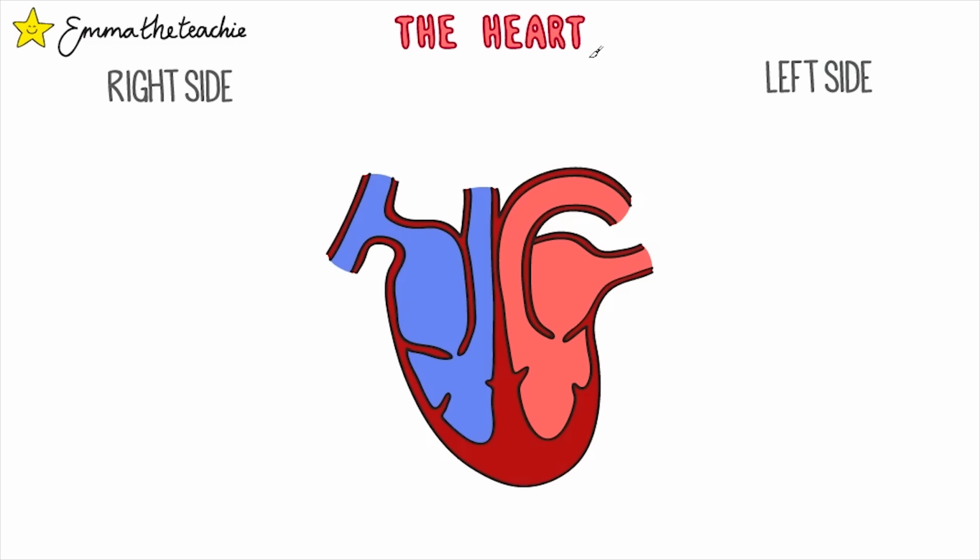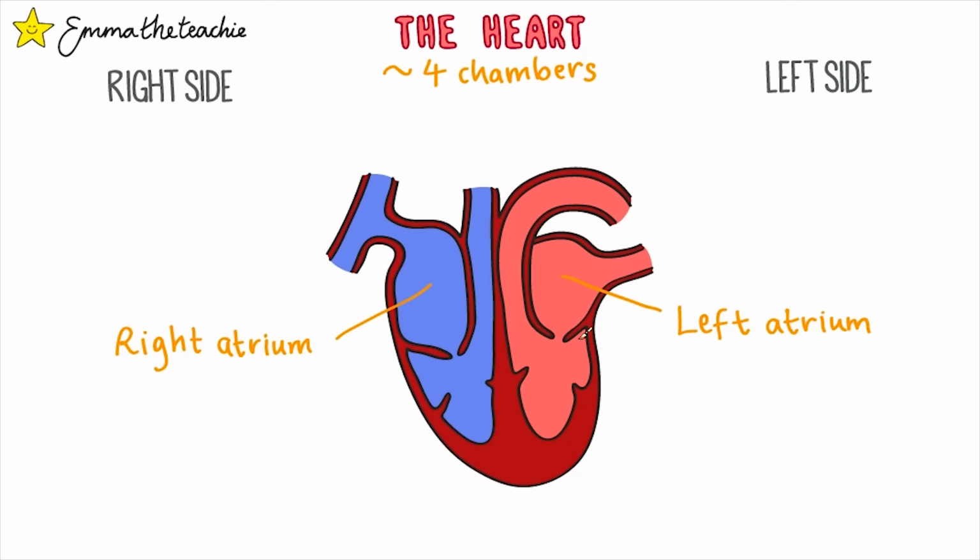Now let's look at the structure of the heart. You'll notice that it says right side over here on the left side of the diagram, and it says left side on the right side of the diagram. When we look at a diagram of the heart, the sides are flipped. This is because it's labelled as though it's facing you. The heart has 4 chambers. The top 2 chambers are called atria, so we've got the right atrium and the left atrium. And the bottom chambers are called the ventricles, so we've got the right ventricle and the left ventricle.